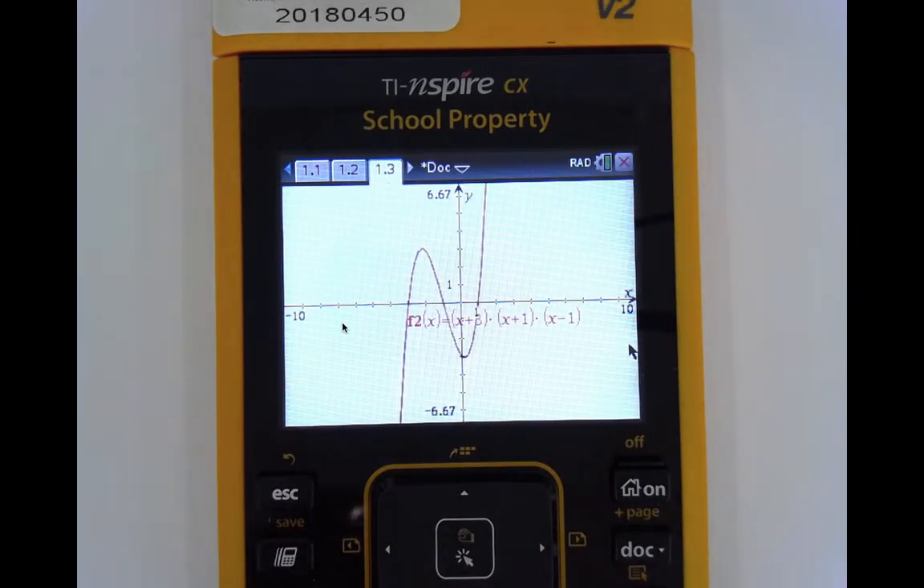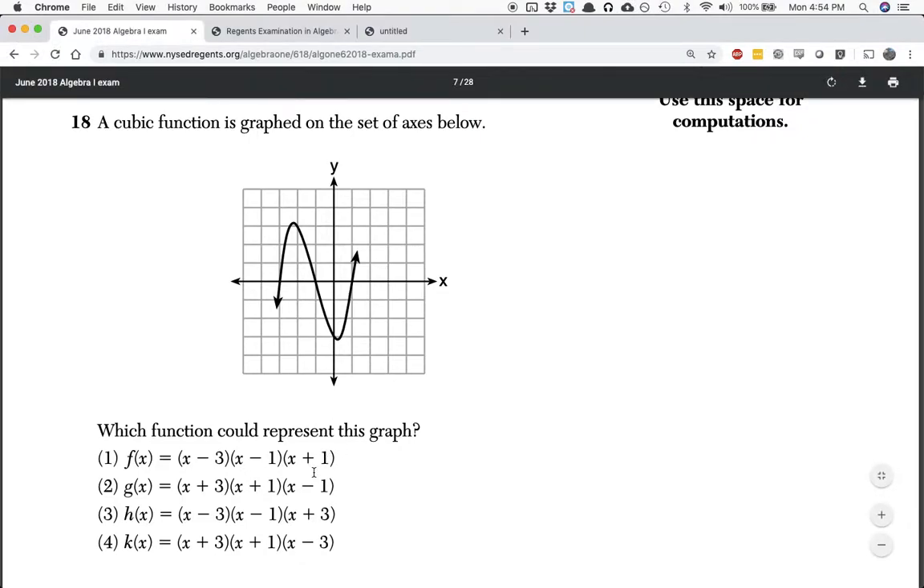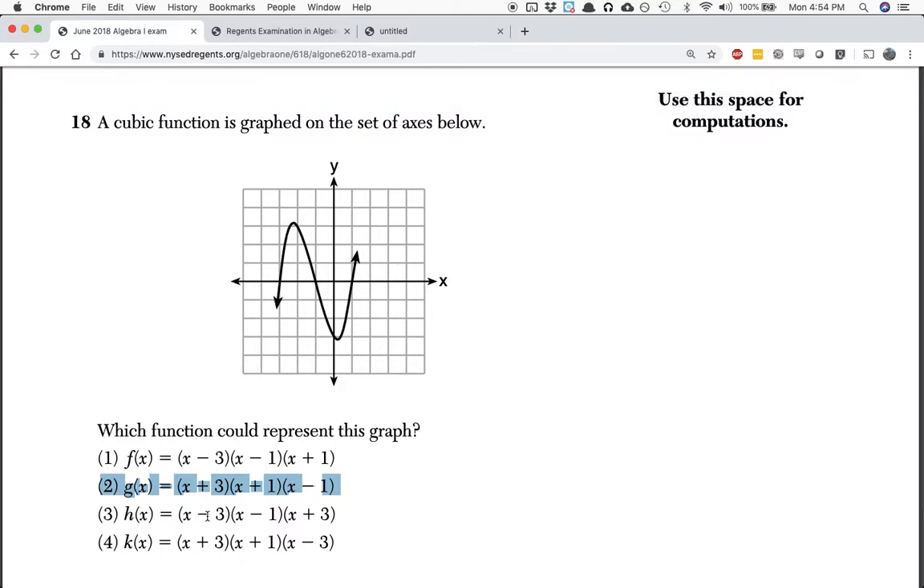We checked it in the calculator. We saw it by knowing our factors to roots. It is definitely answer choice 2. You can try graphing the others. They're not going to look right, by the way. Just, feel free to go check them.